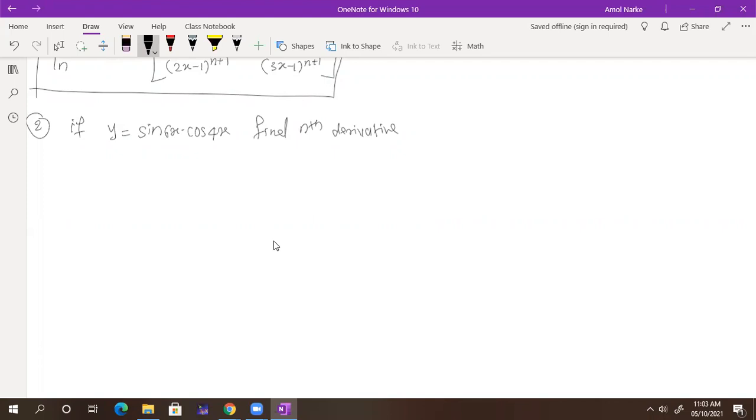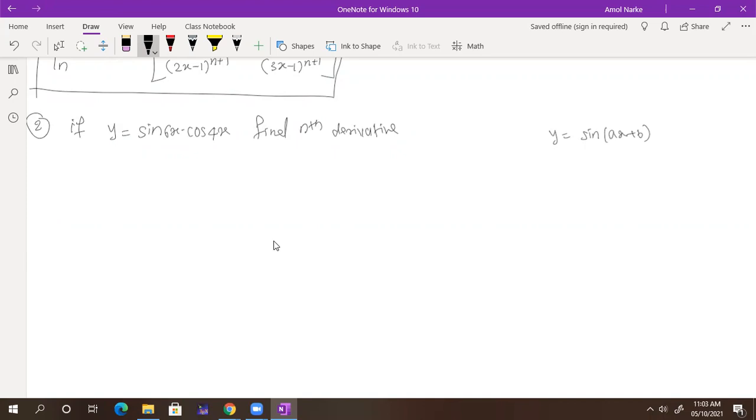Which trigonometric formula? Because right now we have formulas for sine and cos only. What is the nth derivative of sine x? What is the nth derivative of cos x? Here we have a product. If we had addition, we could easily solve this by using the sine formula. What is the nth derivative of sine, if I have y is equal to sine ax plus b? Sir, we can convert this to half into sine a plus b plus sine a minus b.